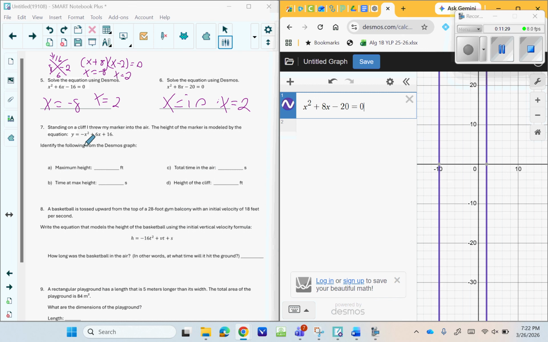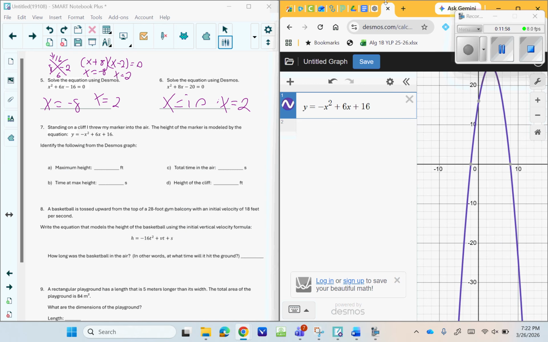Okay, so the next part, standing on a cliff, I threw my marker into the air. The height of the marker is modeled by the equation, and then it gives you the equation. Identify the following from the Desmos graph. Okay, so I'm going to go ahead and type this in as I see it. So y equals -x squared plus 6x plus 16.